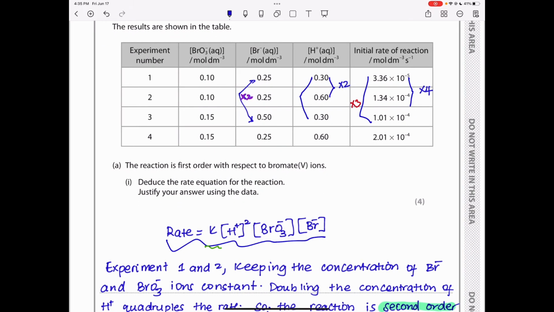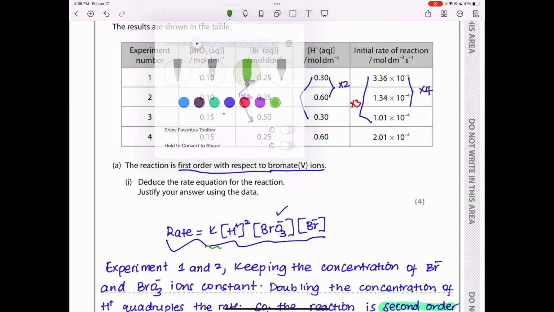The first question says, the reaction is first order with respect to bromate(V) ions. Deduce the rate equation for the reaction and justify your answer using the data. So this is what we have. It's first order with respect to bromate, so we know the order with respect to that. We need to find the order with respect to H plus and the order with respect to Br minus.